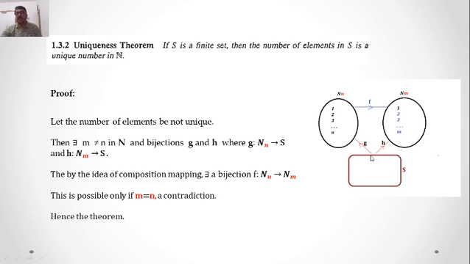Now from this figure, by the idea of composition, we can see that there exists a bijection F from N_n to N_m. That is, {1 to n} and {1 to m} are in 1-1 correspondence. We know that is possible only if m equals n. So what we assumed is a contradiction. Hence, if S is a finite set, then the number of elements in S is a unique number in N.